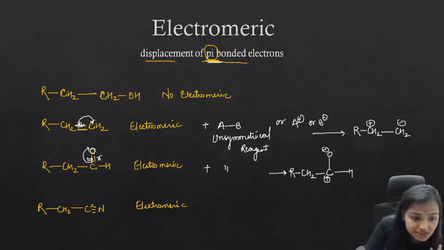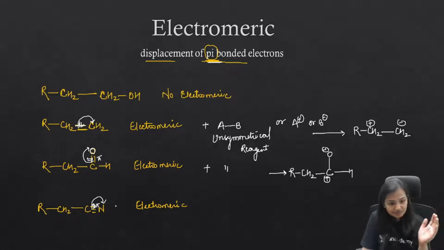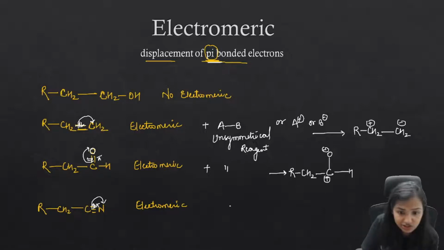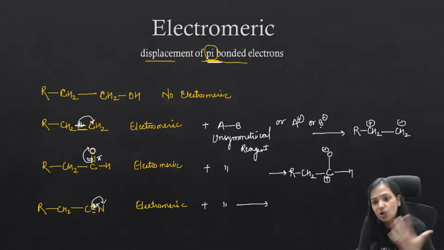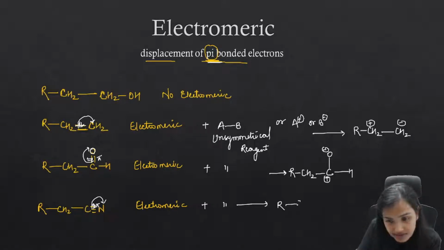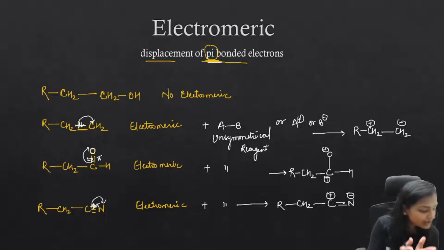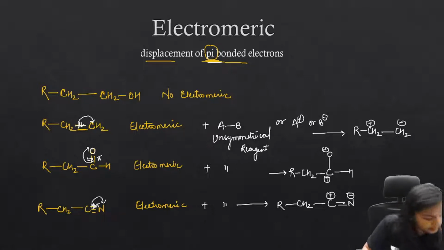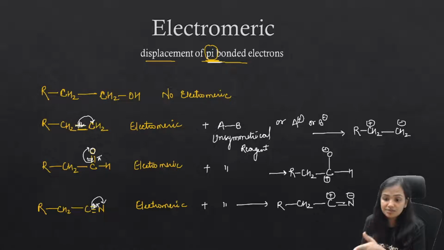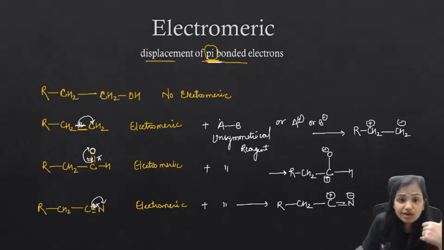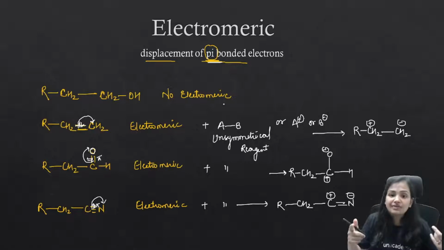Now here if you would see in this question where we have a pi bond here, ultimately this pi bonded electron will get displaced in this particular direction, again in the presence of any unsymmetrical reagent or cation or anion. So ultimately this results in the formation of CH2C double bond N, where this will become negative and this will become positive. Are you getting my point? So electromeric effect is the displacement of pi bonded electron. Now this is also a tug of war, but the tug of war is between pi bonded electrons.